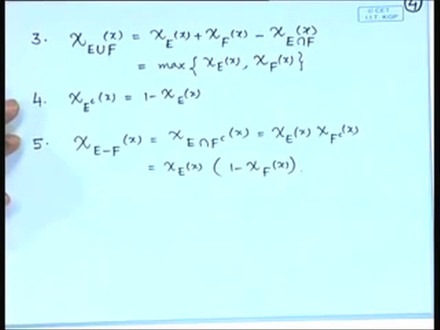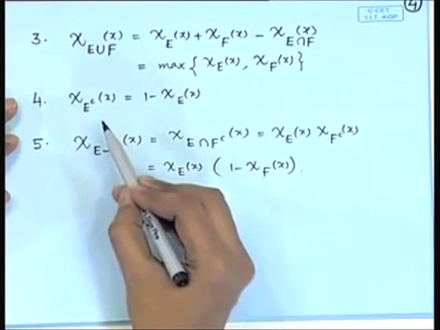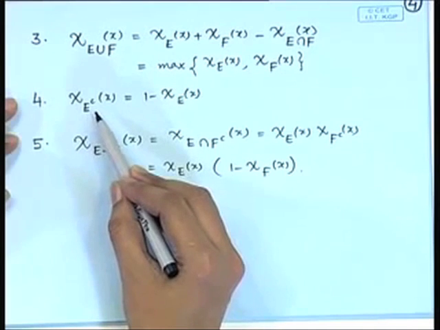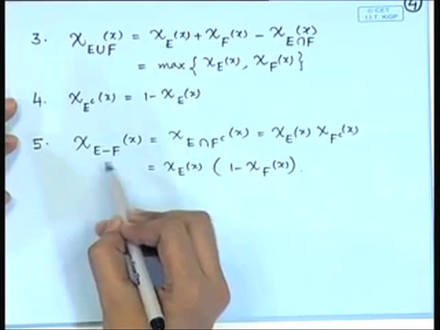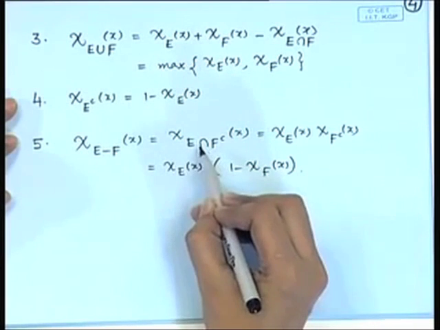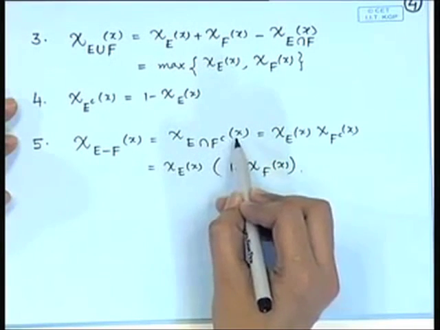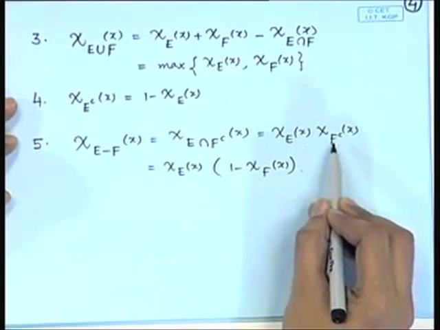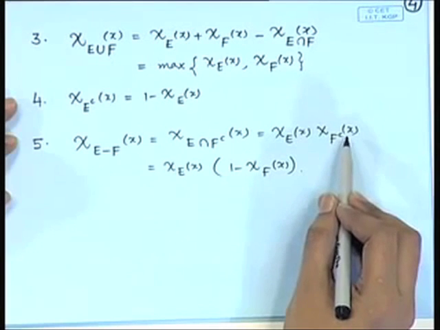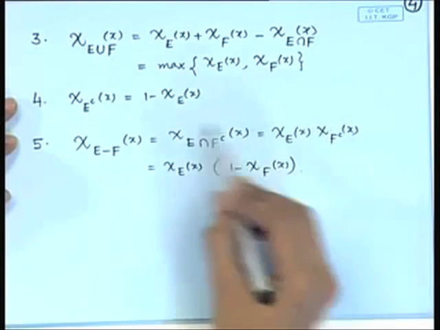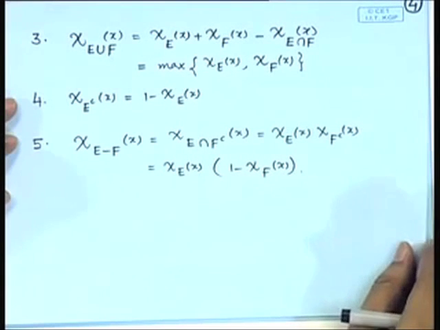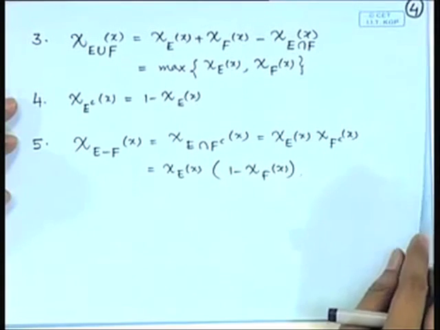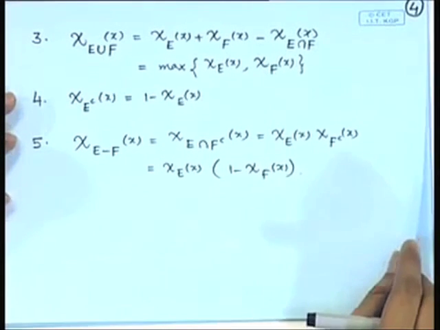The other properties of the chi function, for example: chi of E complement is equal to 1 minus chi E. Chi of E minus F is equal to chi of E intersection F complement at x, which is chi of E times chi of F complement from property 2, and chi of F complement from the above property is equal to 1 minus chi F of x. So these are some of the useful relationships for the indicator function.